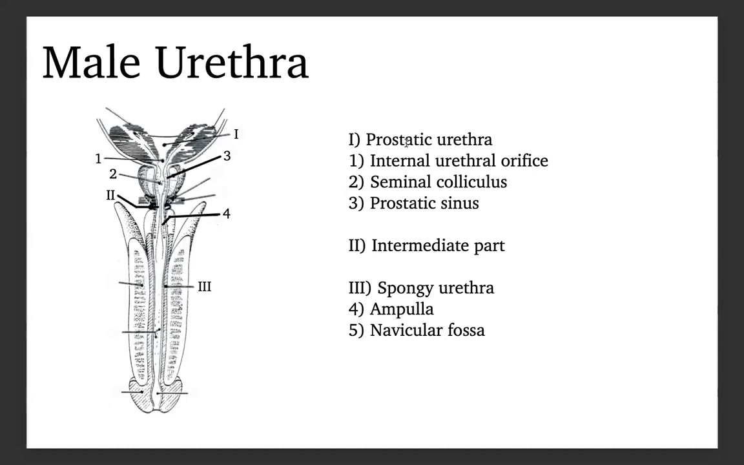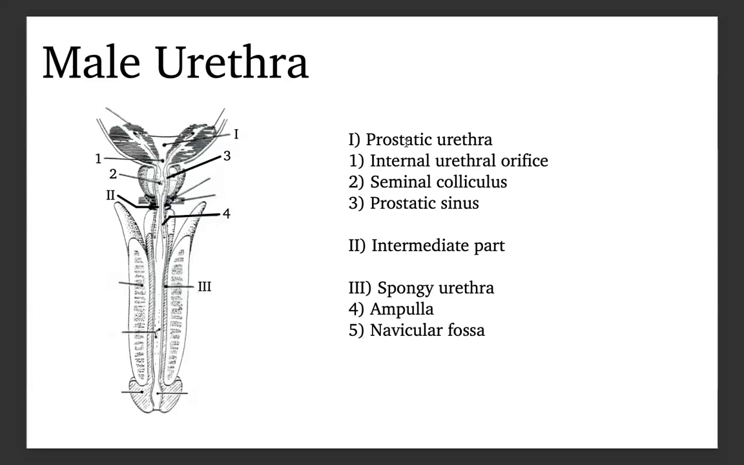It starts with the internal urethral orifice, and it consists of a urethral crest, which are basically ridge-like projections within the urethra. You have the seminal colliculus, and this contains the opening for the ejaculatory duct as well as the prostatic utricle. Then you're going to have the prostatic sinus, which runs along either side of the seminal colliculus, followed by the intermediate part.